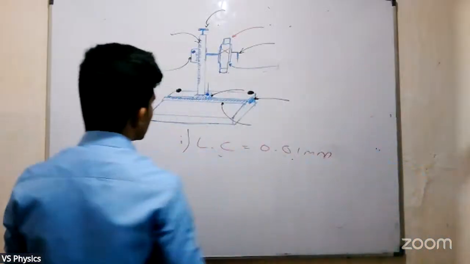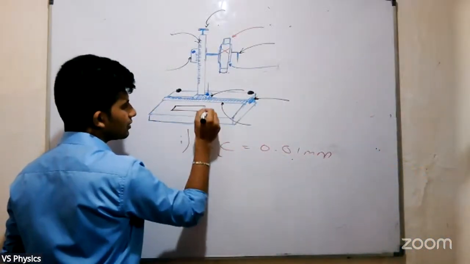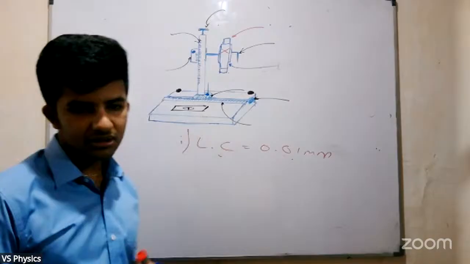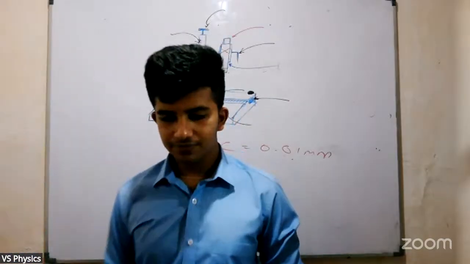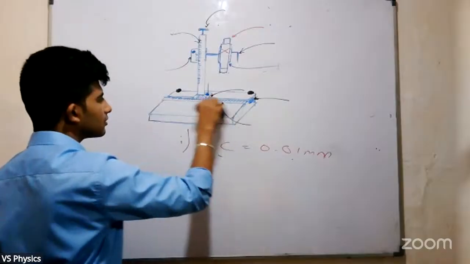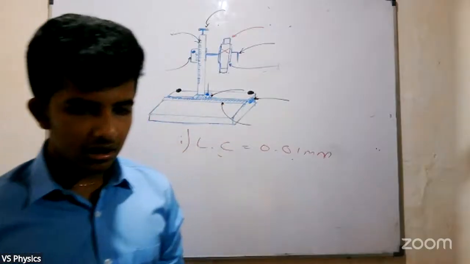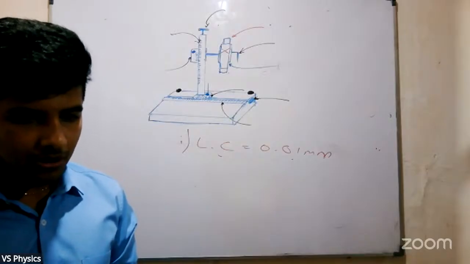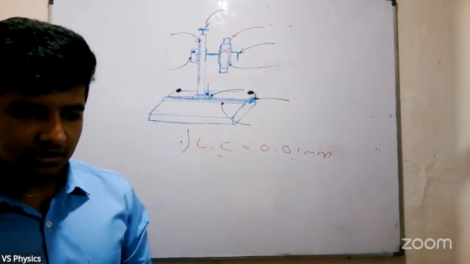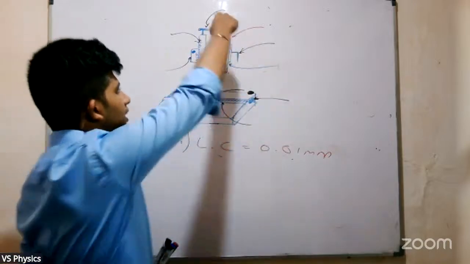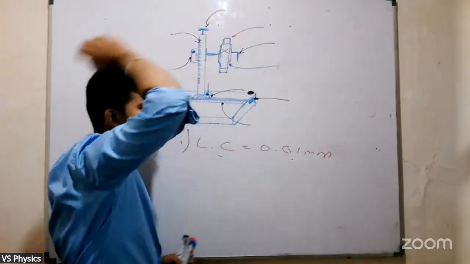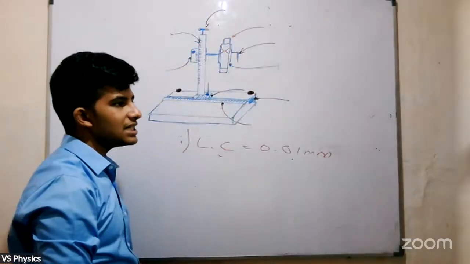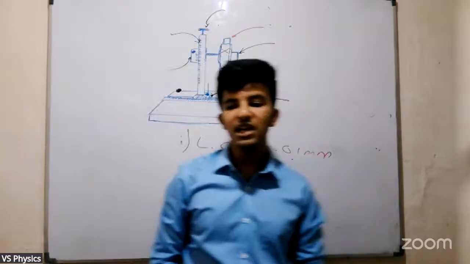Again, we have to keep the spirit level here, and we have a small bubble here. So we have to level it. After that, I mentioned it earlier: when you use an eyepiece, you have to focus on something far away, and then move the eyepiece such that the cross wires are focused.